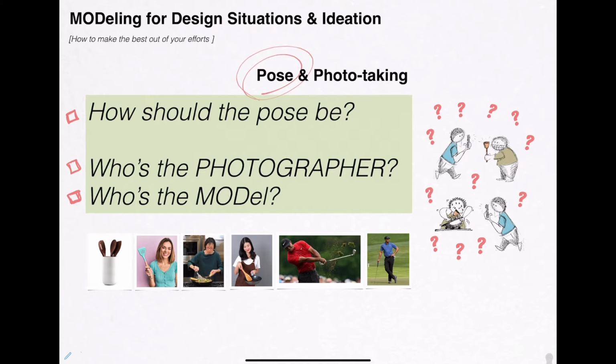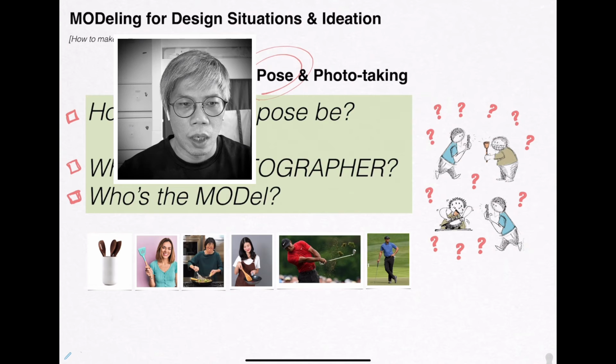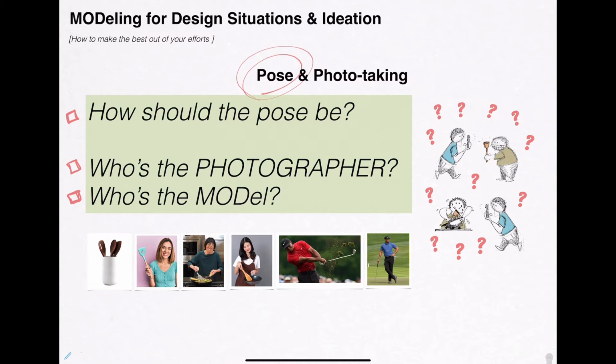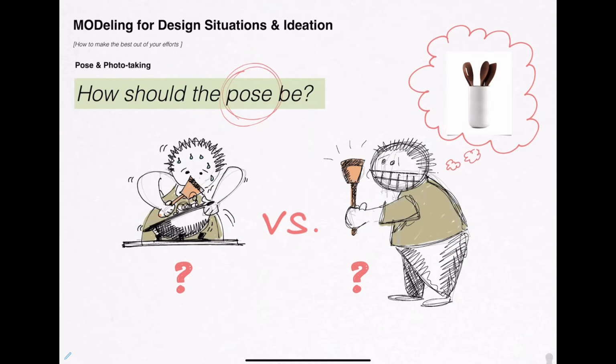Okay, let's talk about pose. When you have a model, you have a pose. When you have a photo for a design situation, the person must be doing something. So in this video, I will talk about three things. How should the pose be? How should it be like? And who's the photographer? Who should be the model? Let's begin with how the pose should be.